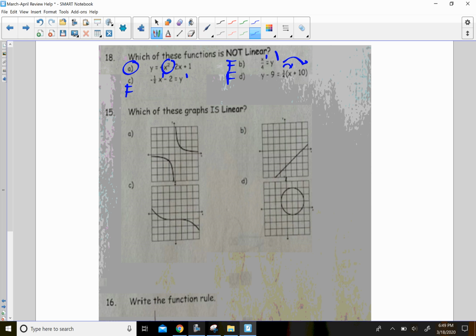So 15, which of these graphs is linear? So the idea of linear, you have the word line in there. So which one of these is a line? Yeah, it's going to be choice B. It's the only one that's a line. These are curved, that's curvy, that's a whole circle, that's my line.